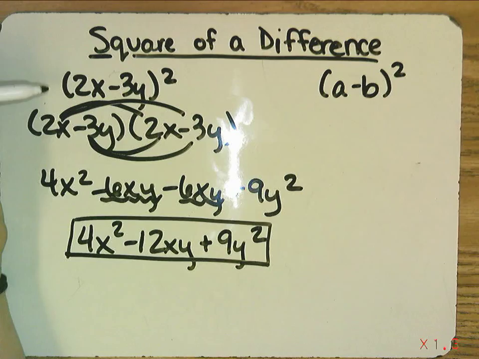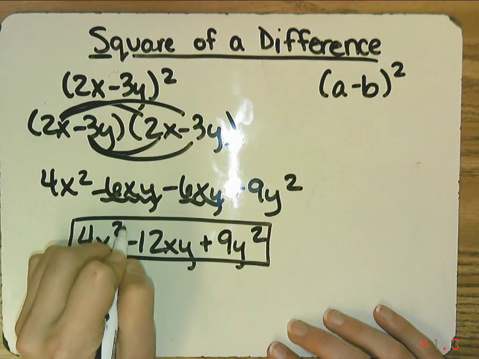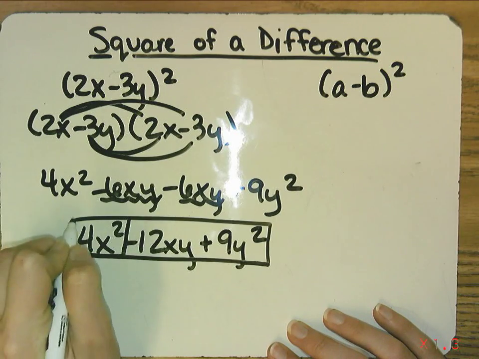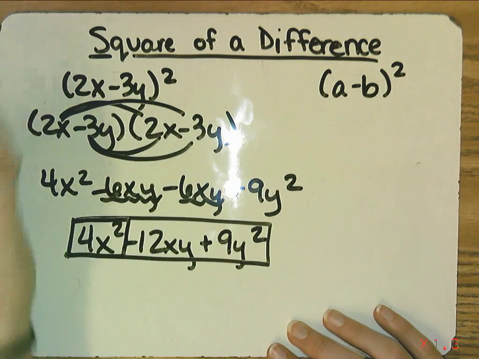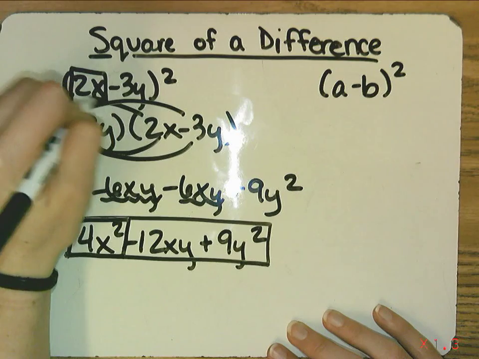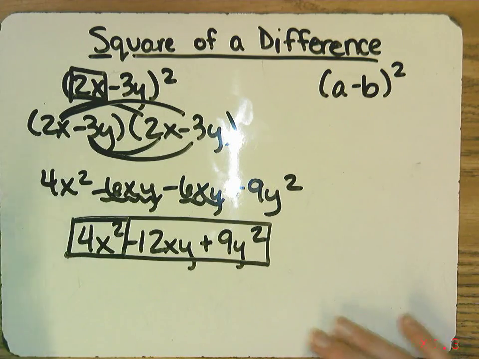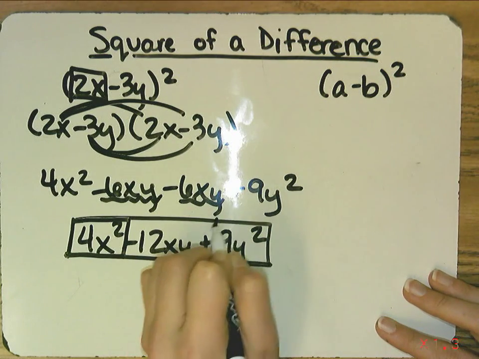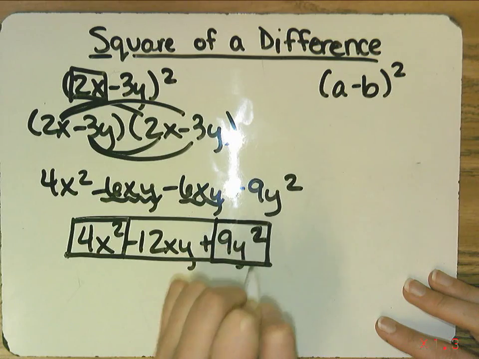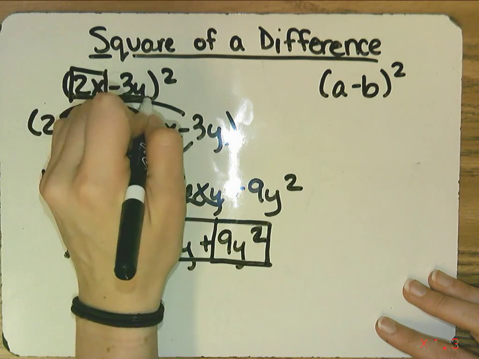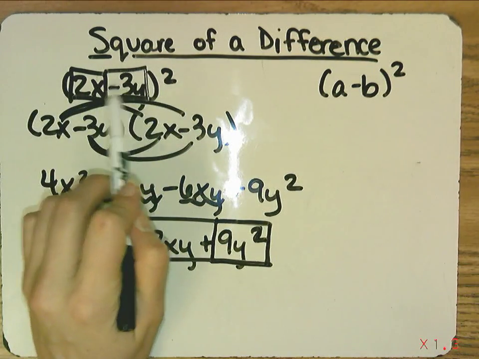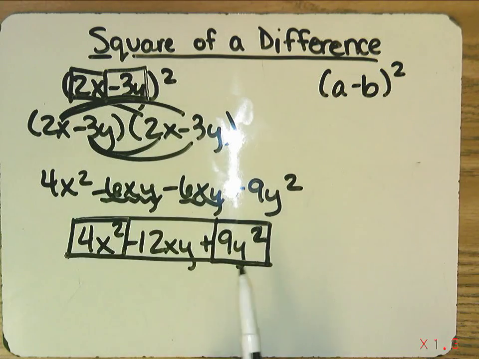And if you notice, there's some patterns in here. So the first thing I recognize is that this first term, 4x squared, is the square of the first term here. 2x squared gives me 4x squared. The last piece here, my 9y squared, is the same as this squared. Negative 3y squared gives me 9y squared.